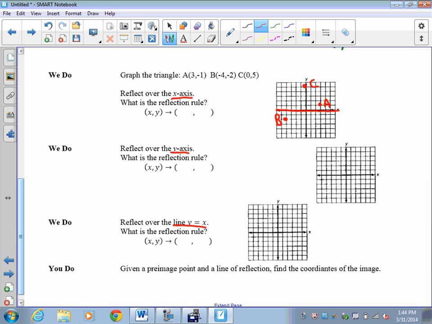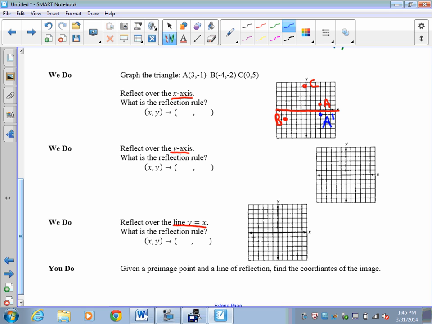So right here is the x-axis. So again, we're going to do that same thing. We're going to take point A. It's going to be 1 unit away from the line. So it's going to be 1 unit down. So let me change colors. We'll make it blue. So that's going to be A prime.